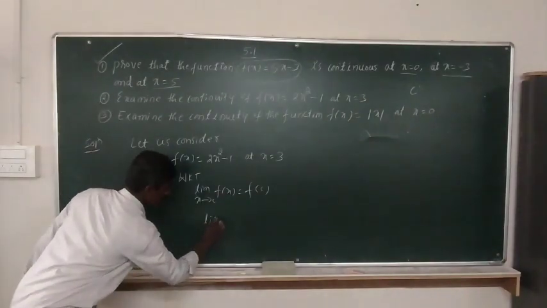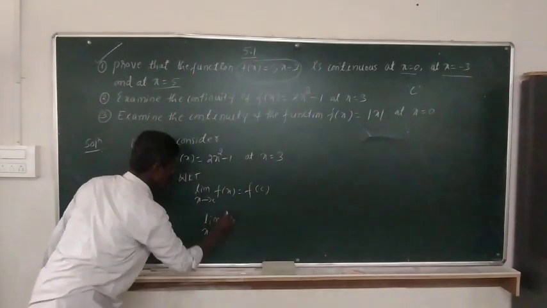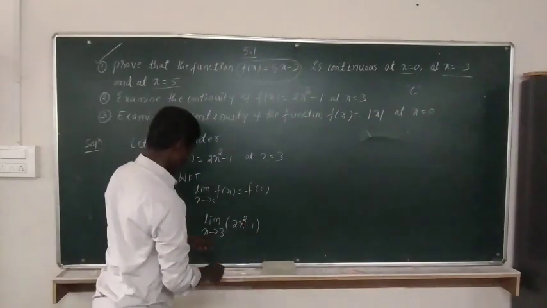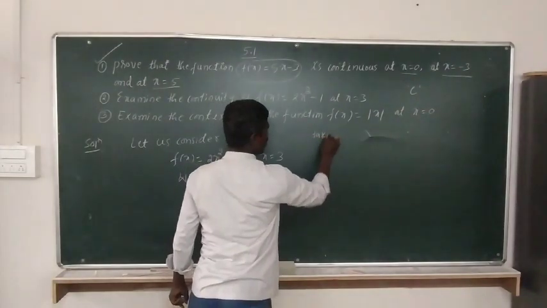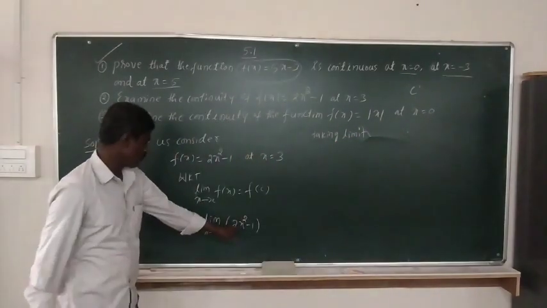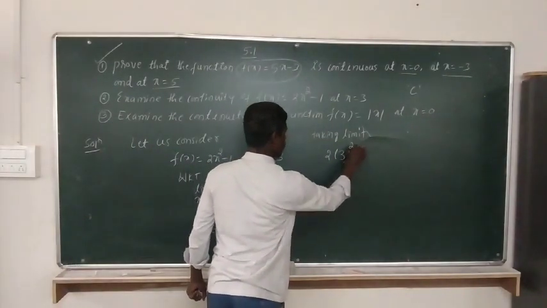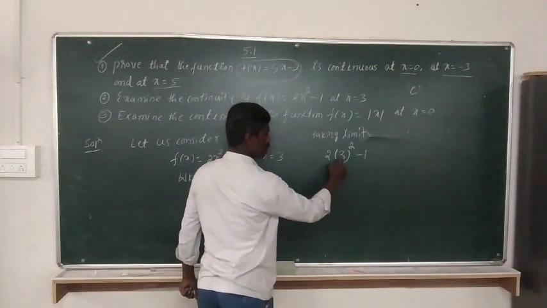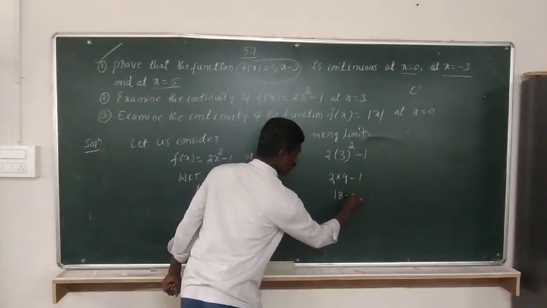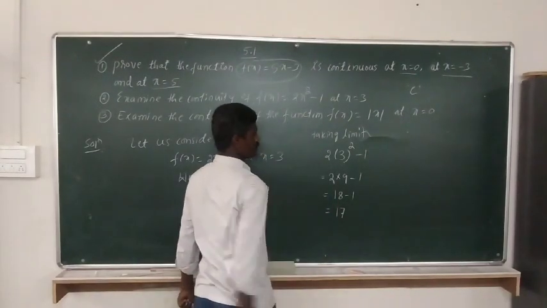Now check limit as x tends to c. c is here 3. What is the function? f of x is 2x square minus 1. So taking limit, put the value of x equals 3 here. That is 2 into 3 whole square minus 1. 2 into 3 square means 9, minus 1. 2 into 9 that is 18 minus 1 that is 17. The value is 17.